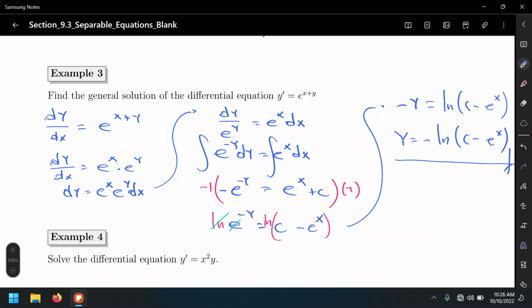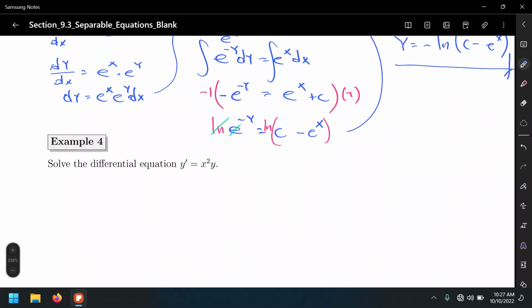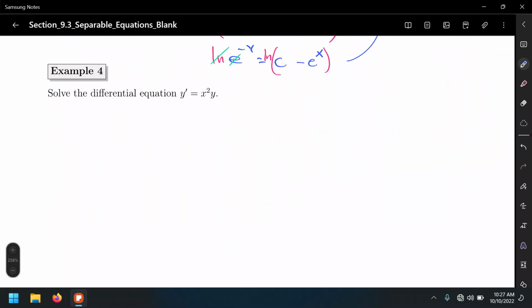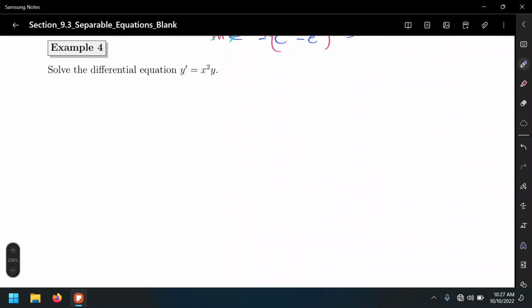Okay, so for the next one, solve the differential equation y prime equals x squared y. This one is going to have a few more details. So, number one, let's change the notation of the derivative to dy/dx equals x squared y, and then let's separate the variables. I'm going to multiply both sides by dx, that's dy equals x squared y dx, and divide both sides by y.